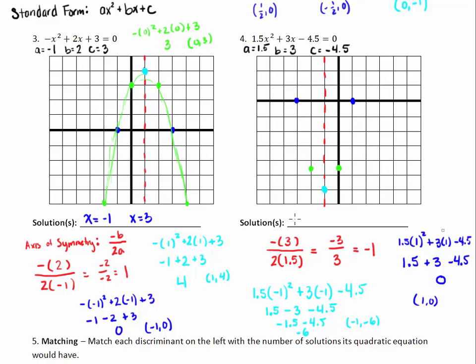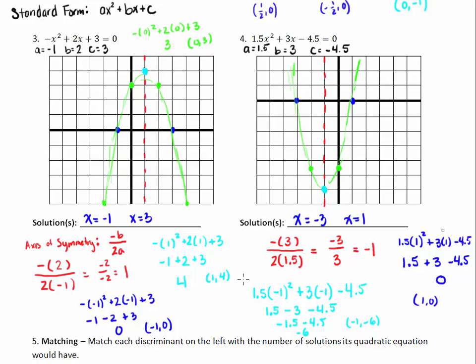X equals negative 3, and x equals 1. Those are our two solutions. And let's just graph this thing right here. So see our nice little parabola curve right there. And we're done with that problem.